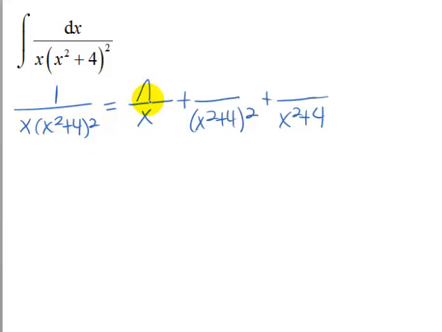The numerator then, this will be an A, because the denominator is a quadratic here we need two terms, one with an x and one not, so Bx plus C. Same thing here, so we're going to need Dx plus E.